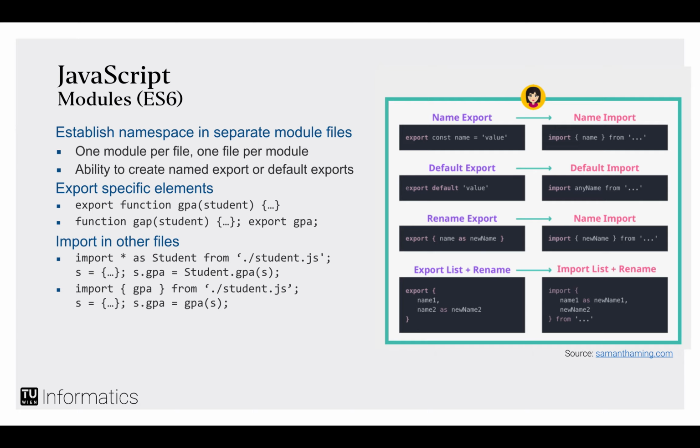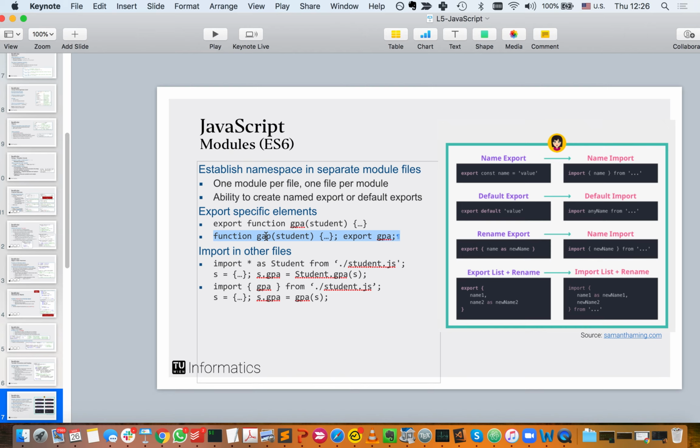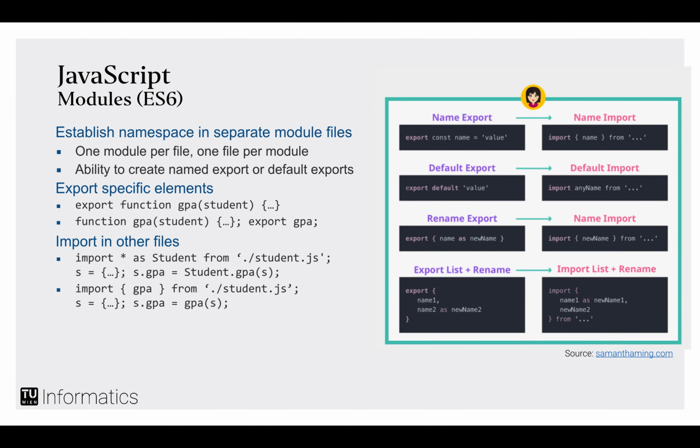Similarly, you can just define the function before. Again, a typo here. This is not gap, this is GPA. And then you can say export GPA later on. So the export keyword just shows the outside world what this module has exposed and is available to other files. So in other modules, or even in your HTML, for instance, if you have a script type module, you can import those files by saying import, and then you use either star. If you use star, then you import everything that this module has to offer with a namespace.